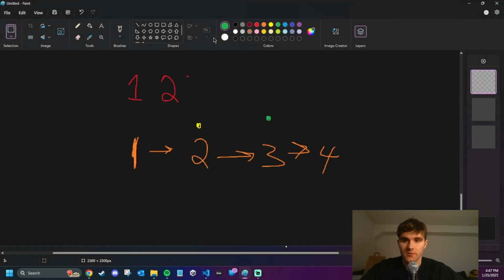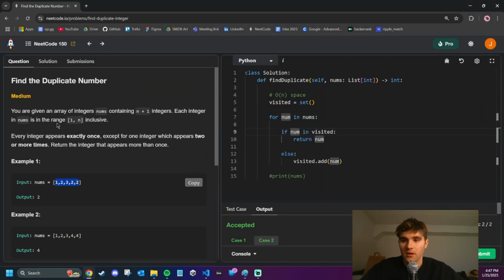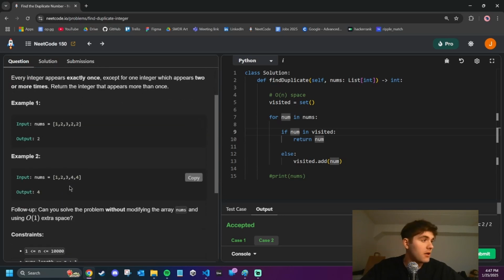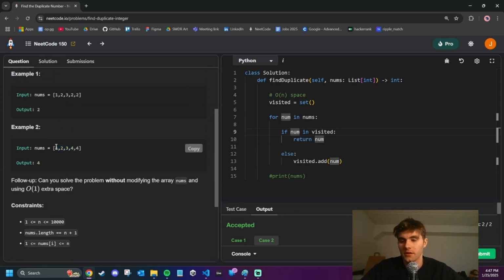So 1, 2, 3. I'm kind of just guessing really, but I do know that we definitely have to use the fact that expected behavior should mean that there should be one of every number up until n.